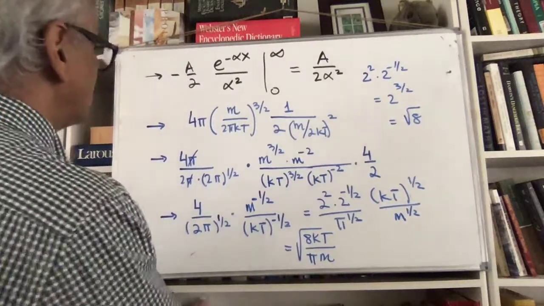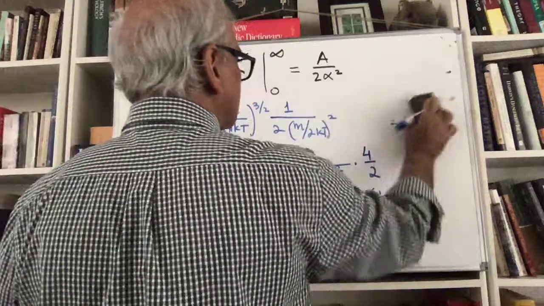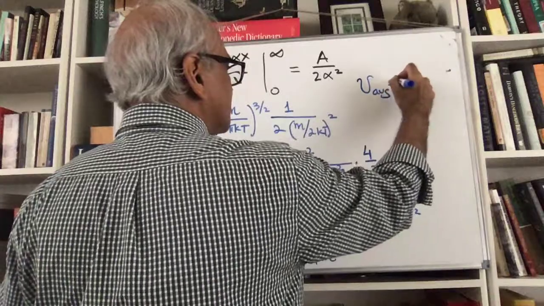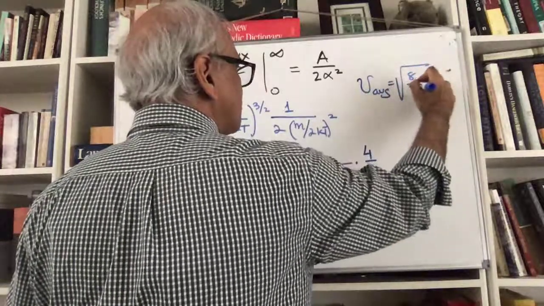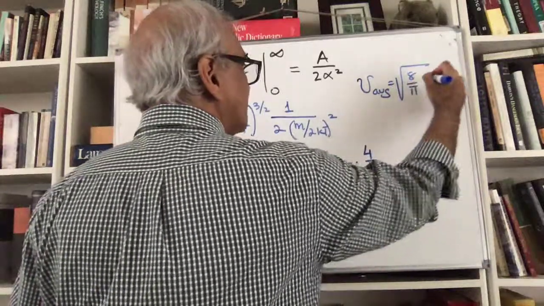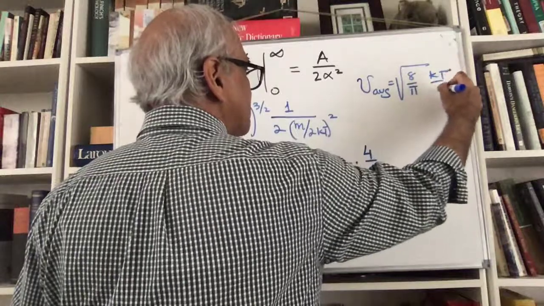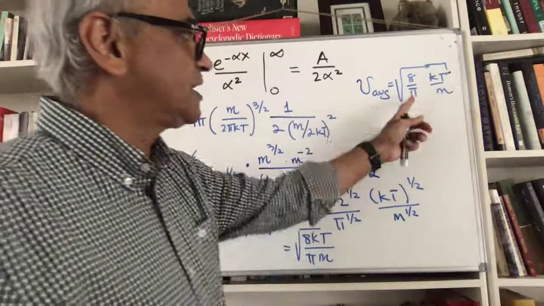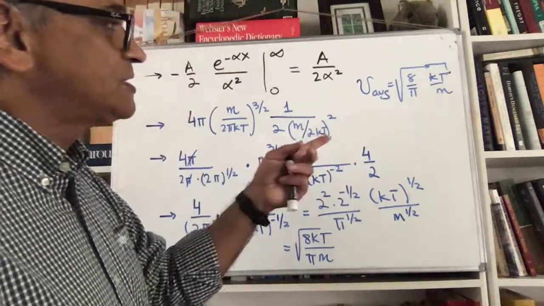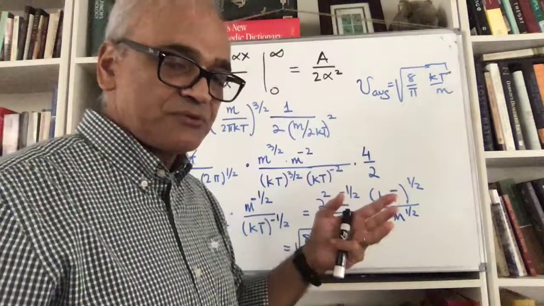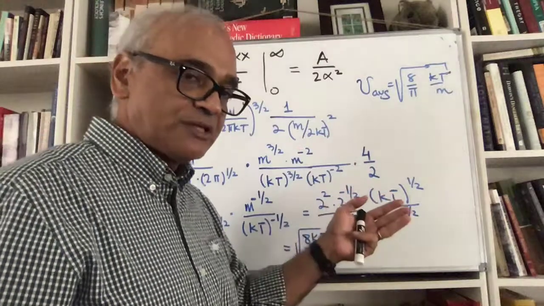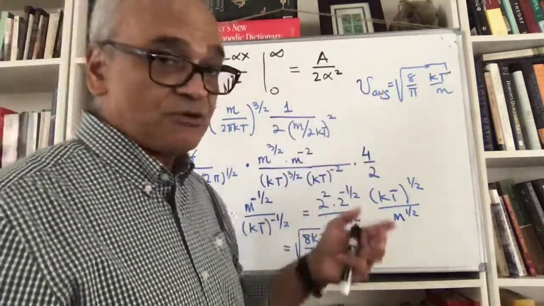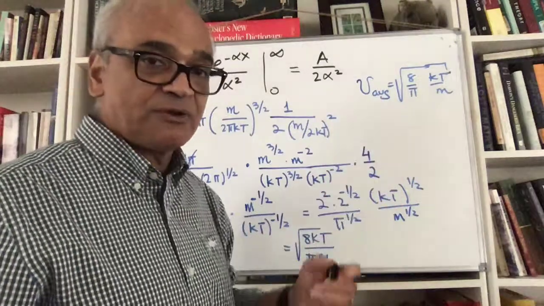So my final answer is V average is root of 8 over pi times KT over M. So KT over M determines the unit, and then 8 over pi. Notice that 8 over pi is between 2 and 3. So we got the most probable velocity was root 2 KT over M. Now we have root of 8 over pi KT over M.